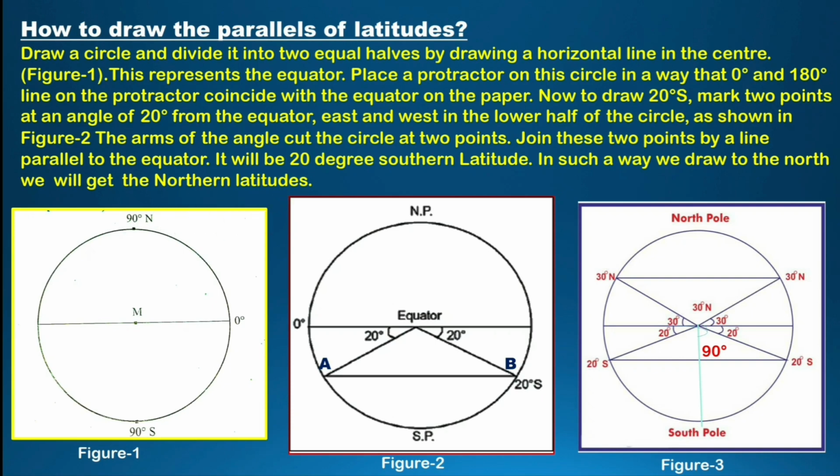So if we draw to the south, we have already learned that there are 90 degrees. So we will get 90 latitudes on the south side and 90 latitudes on the north side.